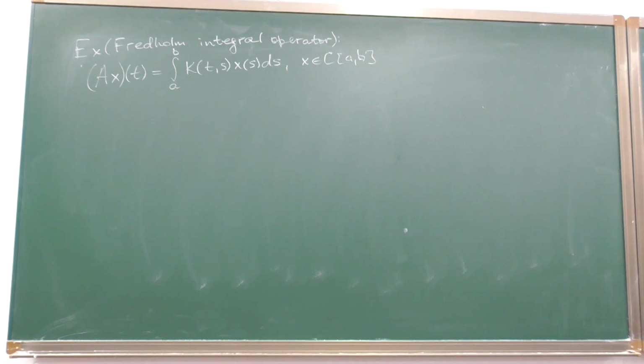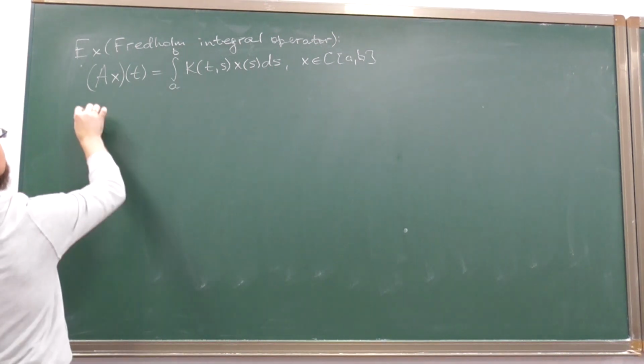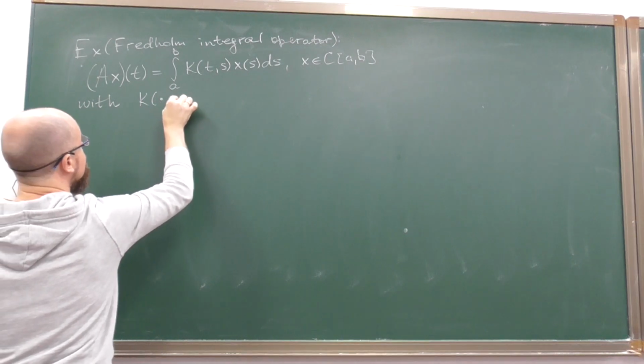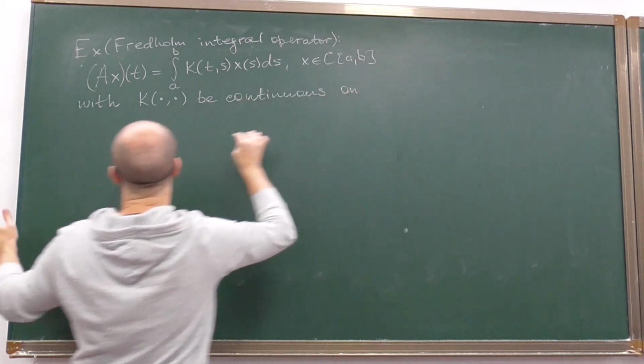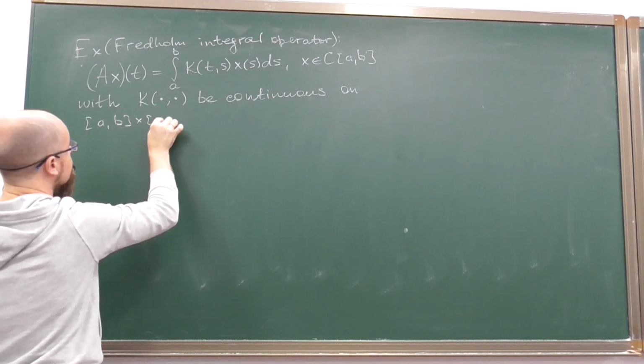So this operator is defined on a space of continuous functions. If we also assume that the function of two variables, k of t and s, which is called the kernel of the operator, is continuous as well, so that the integral makes sense, with the function k of two variables continuous on [a,b] times [a,b].